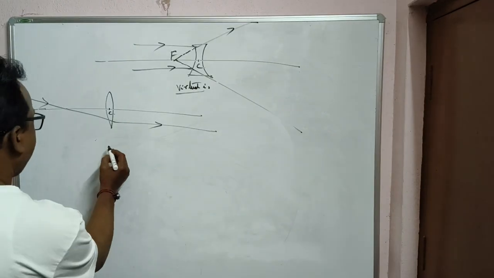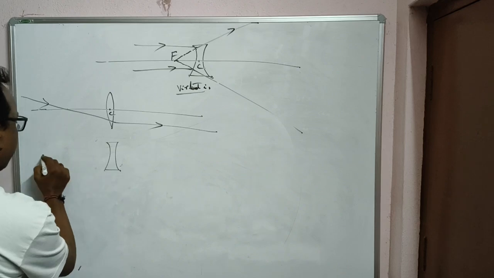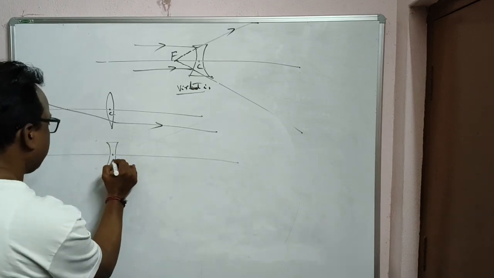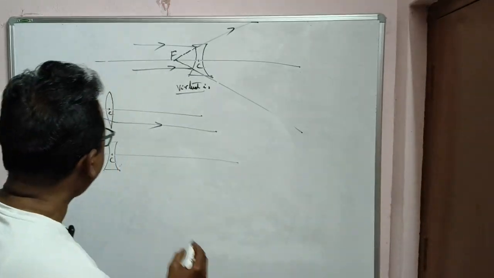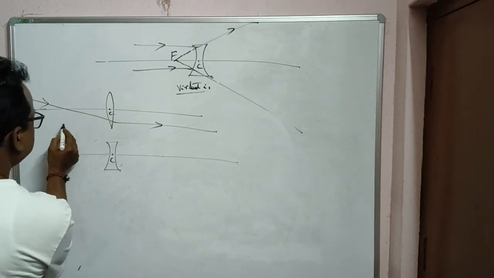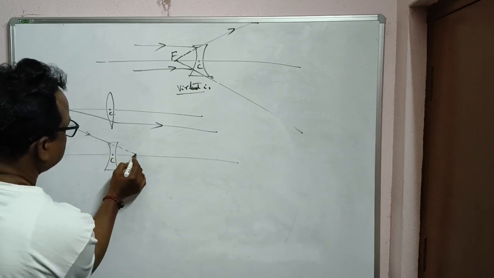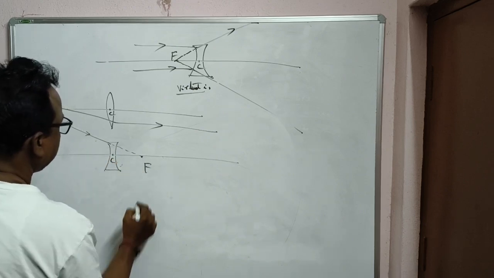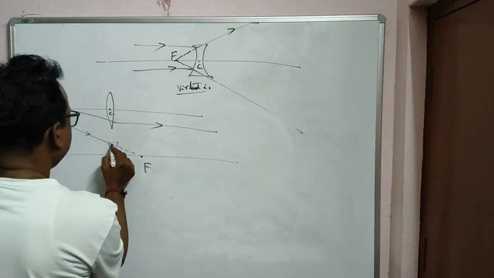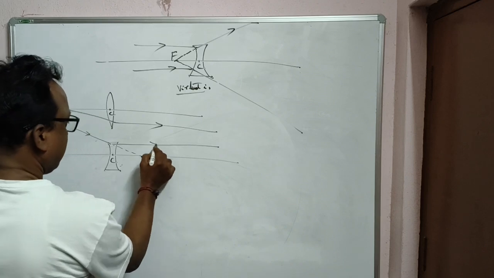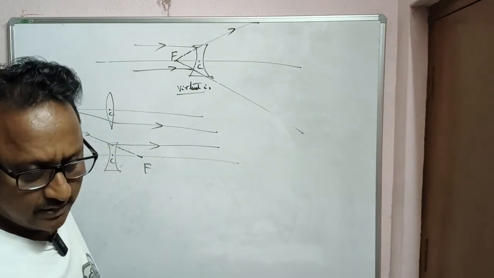In the same way for the concave lens, this is the optic center. So if you observe for concave, you can see if the light is going through the focus, then what happens after meeting? It will be going parallel. These things you have to remember very carefully.